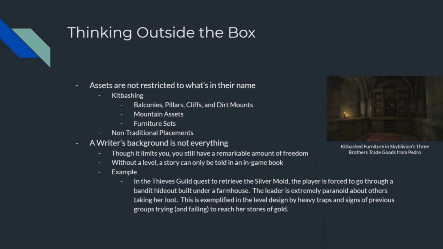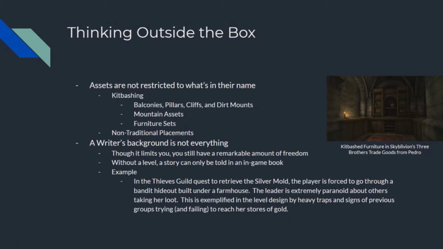So one of the skills you're going to be learning is that assets are not just what they say on the label. A column is not just a column. It can be an extension to a cliff. It could be the side piece of a wall jutting out. It can be a lot of different things depending on how you're using it. It can be a slope. It could be a platform. It could be so much. But the limit is your creativity on it.